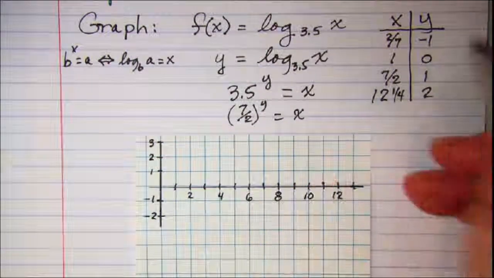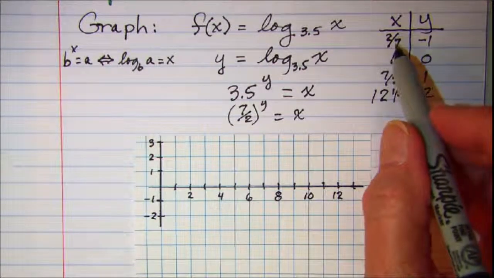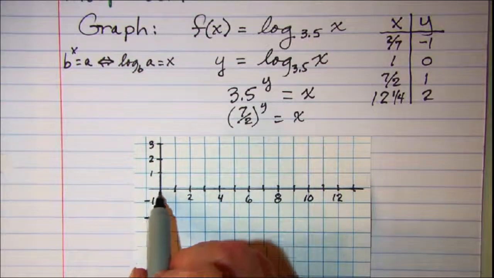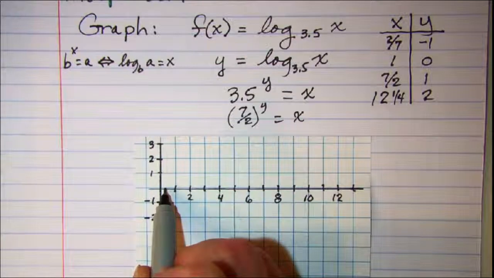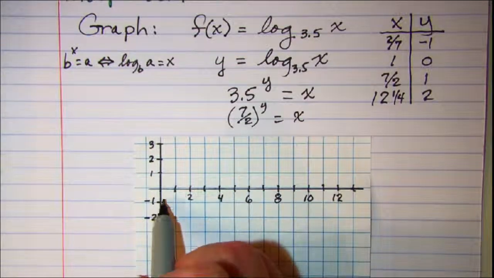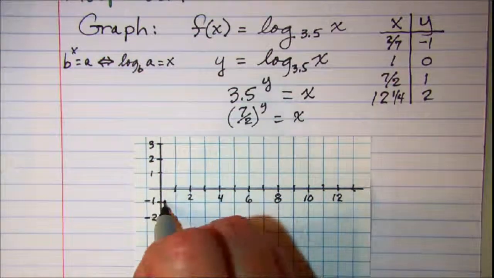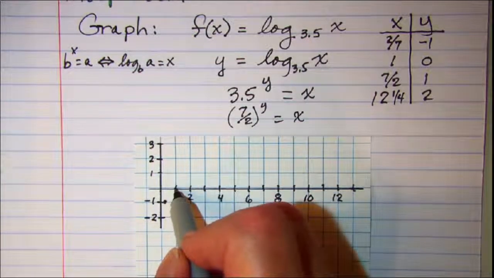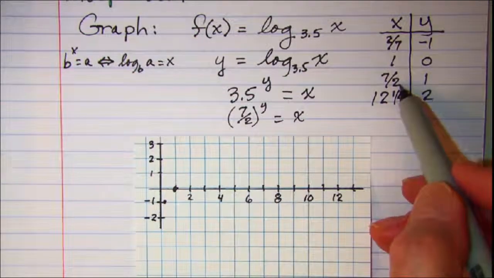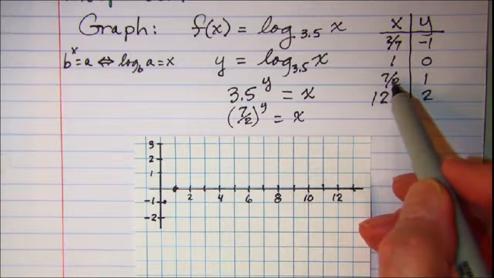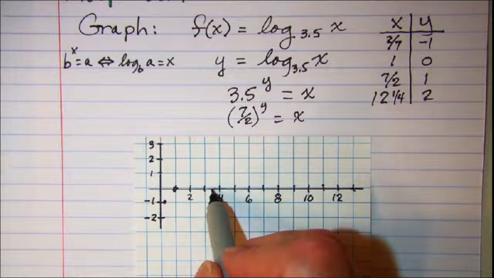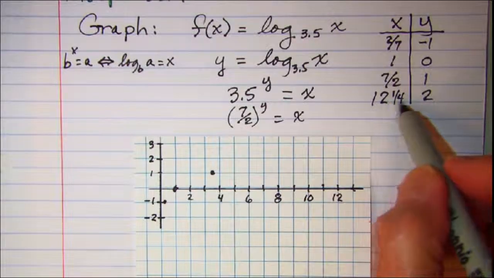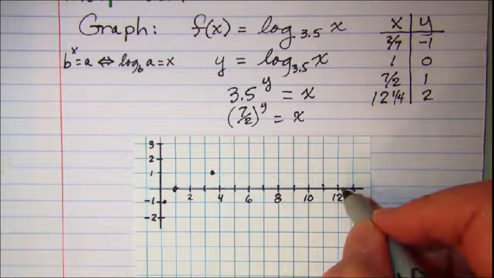And if we plot these points now, my x value is 2/7, which is less than half. So when x is about here, my y is -1. When x is 1, y is 0. When x is 3.5, remember this is 3.5, there's 3.5, y is 1. And when x is 12 1/4, y is 2.